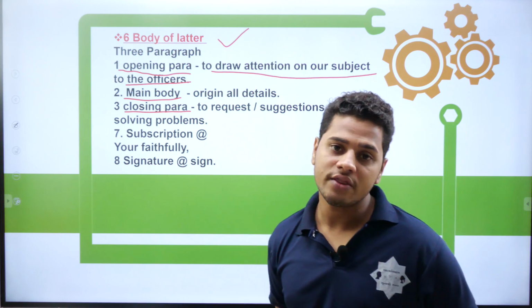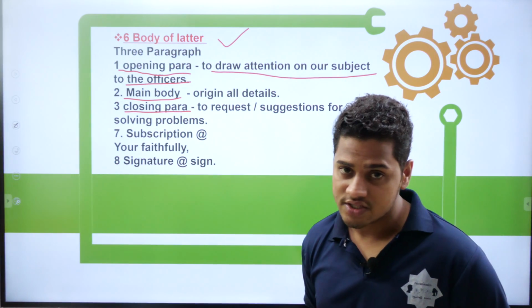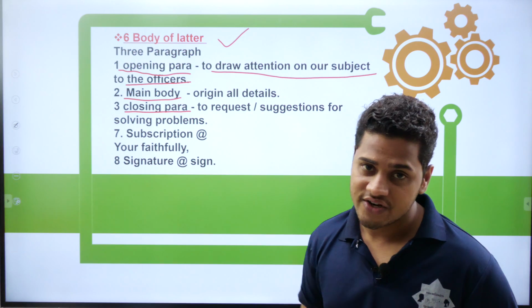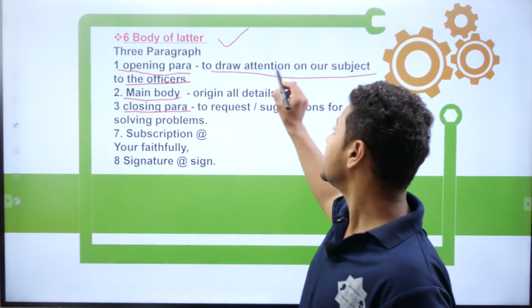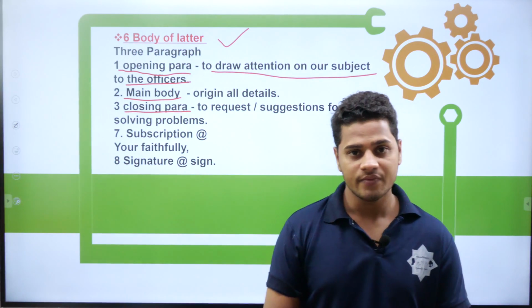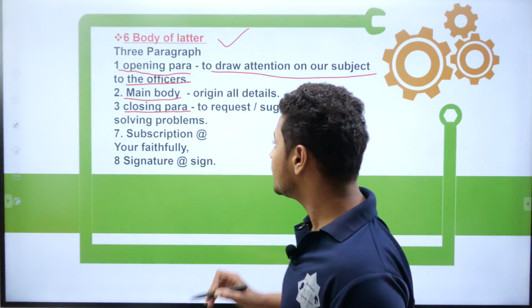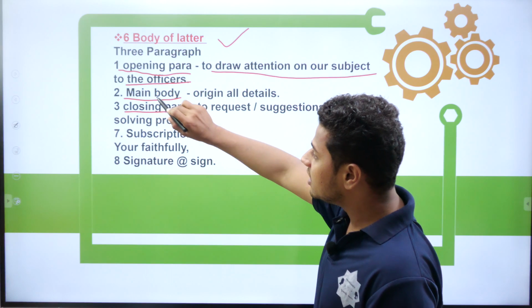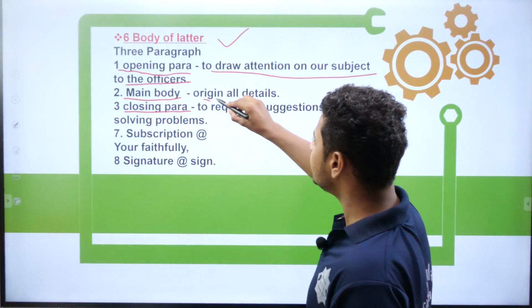At that time we have to draw the attention of the particular persons who will have an interest in our subject. For example, we have to provide the subject details there: what our issue is and what our problem is. So this process we have to do in our letter writing. Later on, the main body.